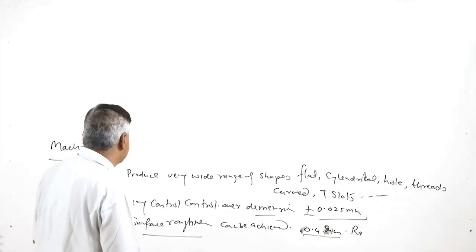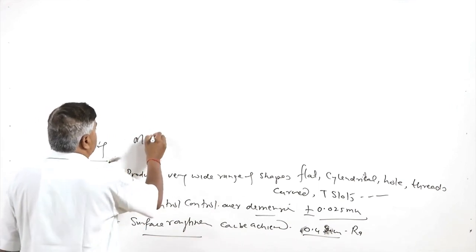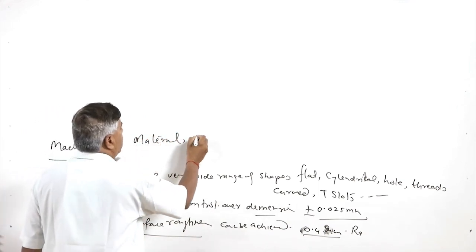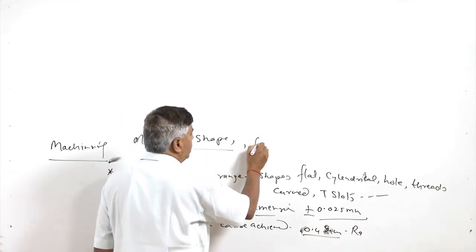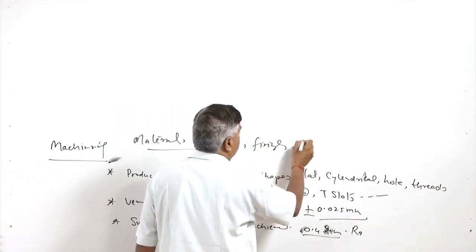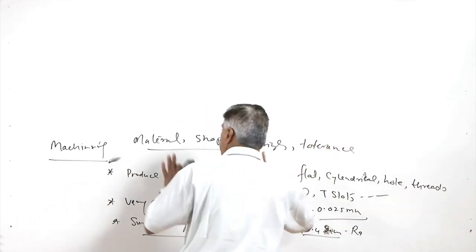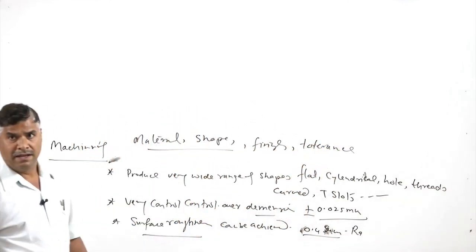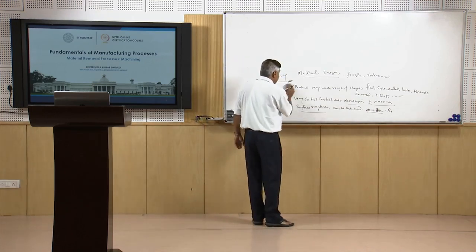So, because of these capabilities to process a wide range of materials, the ability to produce a variety of shapes, very good finish, and very close control over the tolerance, these features make the machining process very versatile and of great commercial importance.